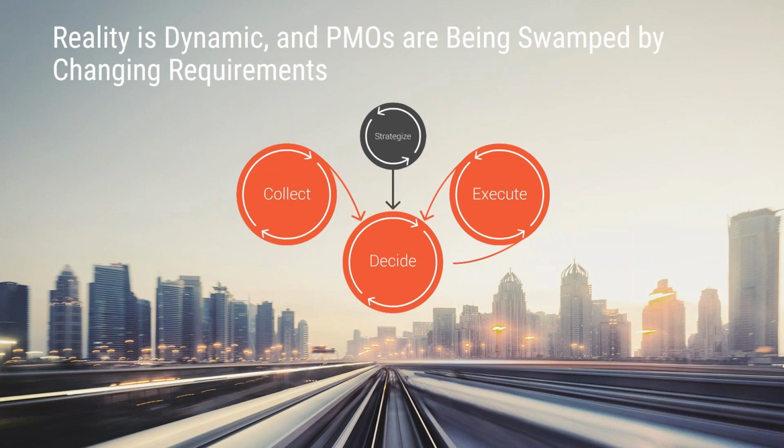So both these circles, collect and execute, they send their input into a third circle here called decide, and this is your decision process where your portfolio management officer works on creating an overall portfolio that works, to have it confirmed by the portfolio board. And this design of the overall portfolio must happen considering the company's strategy.